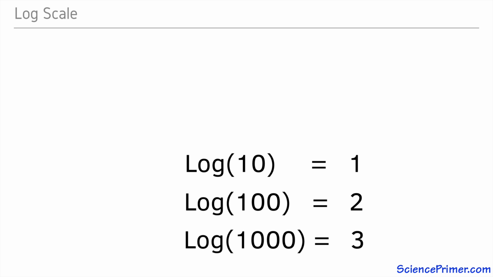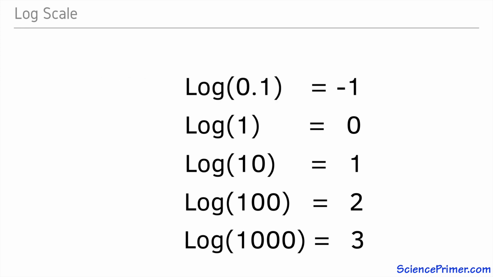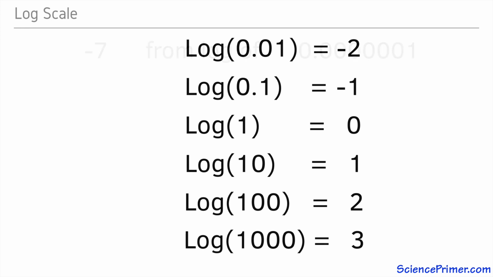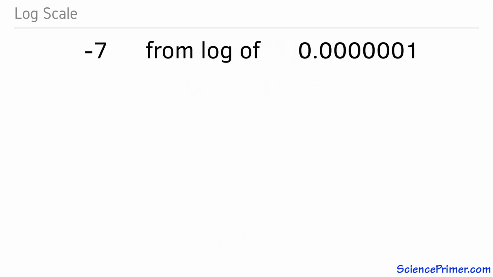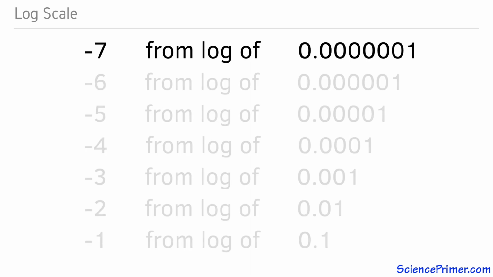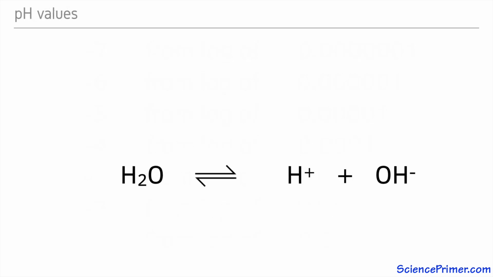The scale also goes the other way. Dividing 10 by 10 gives us 1, and the log of 1 is 0. 1 divided by 10 is 0.1, and the log of 0.1 is negative 1. Stepping down another factor of 10, 1 divided by 100 is 0.01, and the log of 0.01 is negative 2. From here we can see that using log values is a way to simplify the communication of large changes, so that we can write negative 7 instead of 0.0000001, and so on.